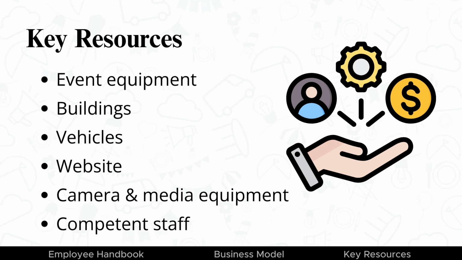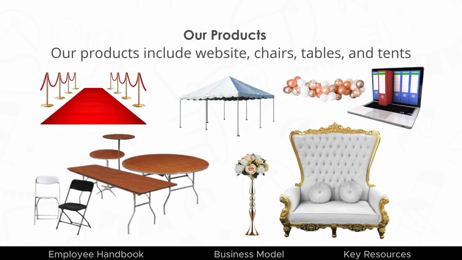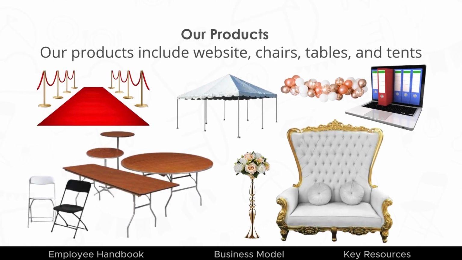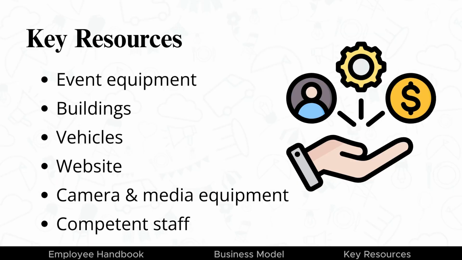So key resources, what are some of the most important assets we have, or that we need? All right, so we need event equipment. Right now we badly need event equipment such as tents, chairs, anything that has to do with event equipment. We need it. Flowers, balloons, we need a lot of that. We need buildings. We cannot only have equipment. Those equipment need to be stored somewhere, right? You cannot have a lot of equipment lying around the street.